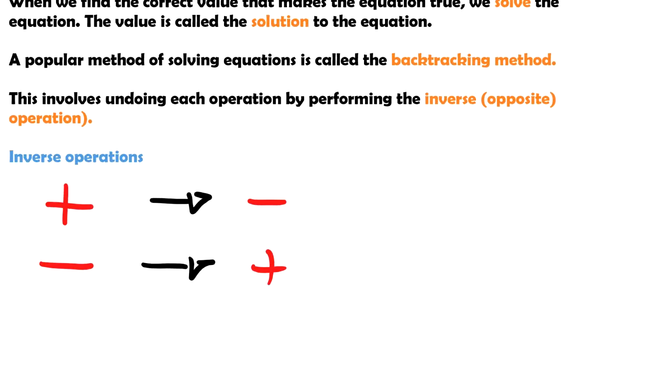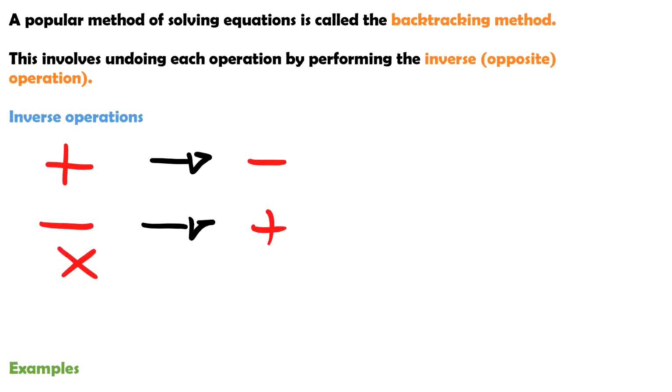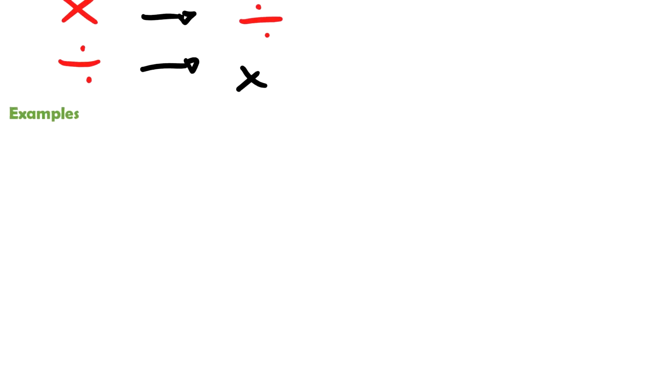Now, the next one, let's say I had times. That inverse operation is divided by. And again, same way: if I had divided by, its inverse is times. So the conclusion with this is adding and subtracting are inverse operations, and multiplication and division are inverse operations. I'm going to go through a few examples here to show you how we solve these kinds of equations.